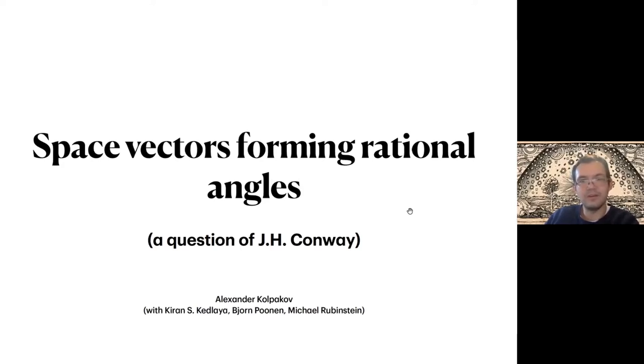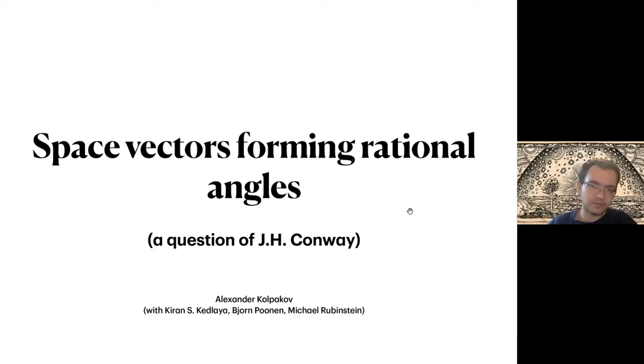As Oleg mentioned, I won't speak about SDP or linear programming or even optimization in general. However, we speak about a different topic that turned out to be quite computation extensive. So today we'll speak about space vectors forming rational angles, which is related to a question by John Horton Conway, who passed away this year, regretfully.